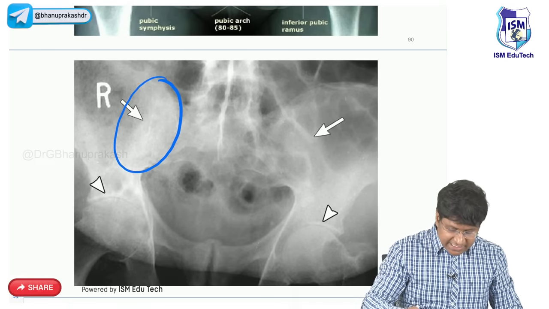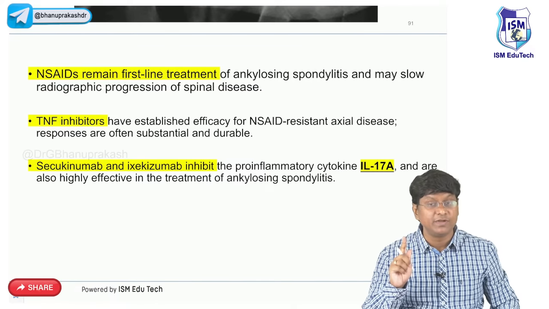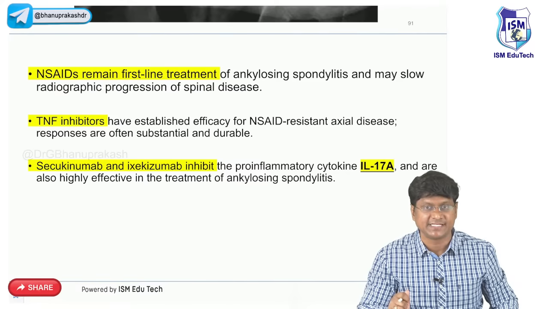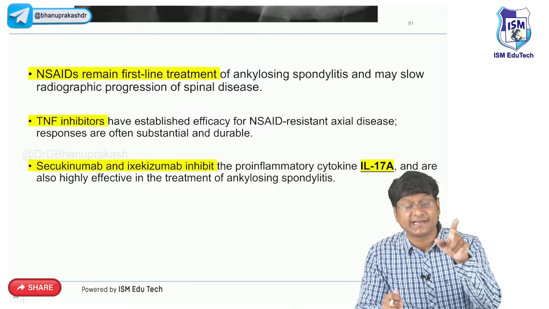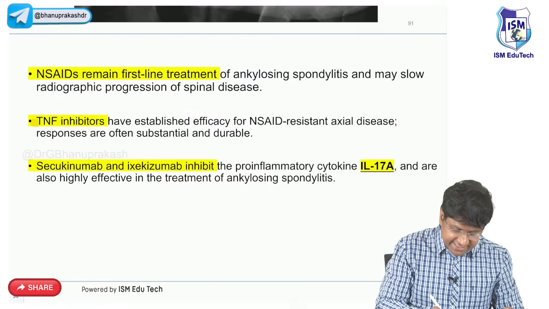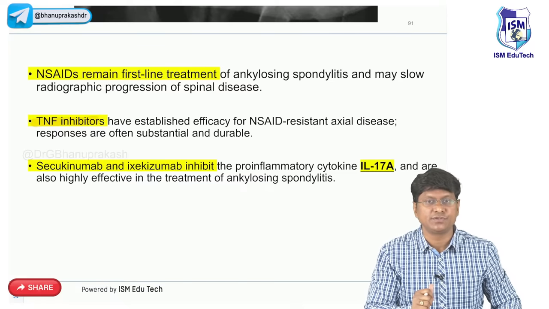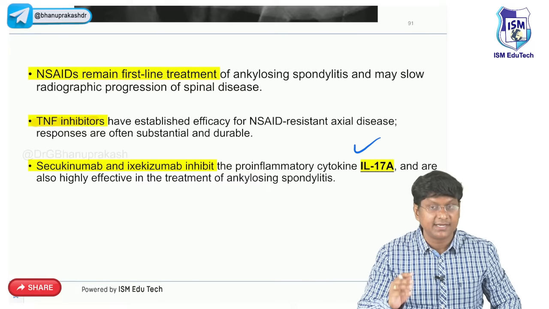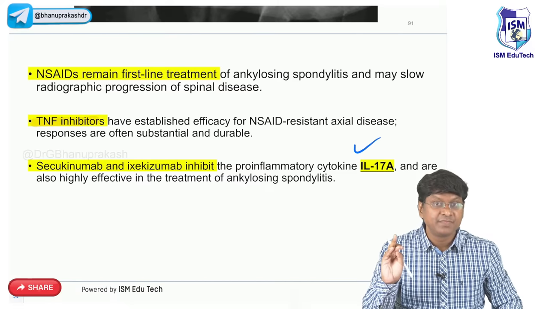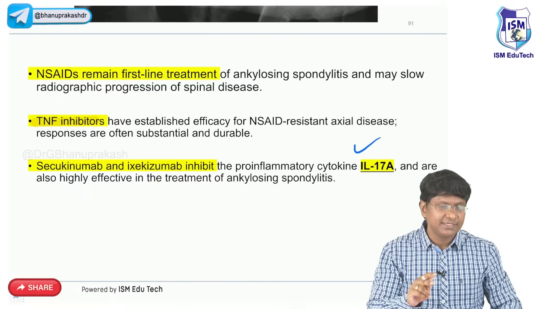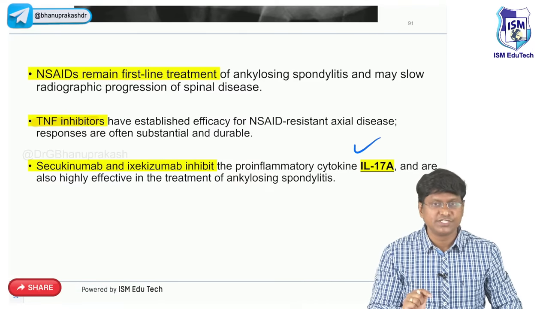Now, what is the treatment? The first line treatment in patients with ankylosing spondylitis is NSAIDs, wherein we give indomethacin. Those individuals not responding to NSAIDs, that is the NSAID-resistant condition, we give TNF alpha inhibitors. And we have some new drugs available for the treatment of ankylosing spondylitis. These new drugs are the interleukin-17A inhibitors, that includes secukinumab and ixekizumab. So these are the two new drugs available for the treatment of ankylosing spondylitis.